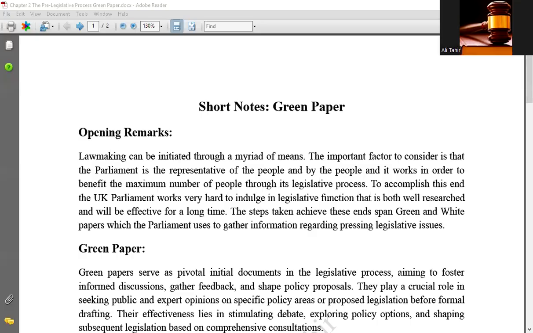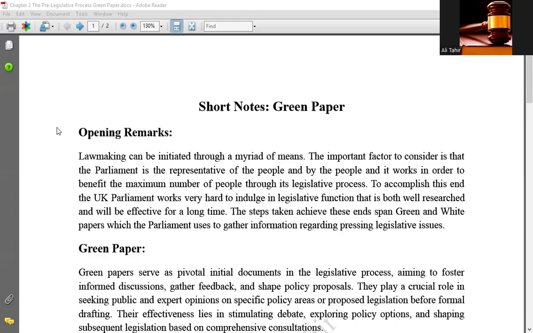I hope you have opened your notes. So we will first embark on AS levels. Second chapter, we have already completed chapter 1 as our demo lecture. You can see that today we will be studying about what green and white papers mean. What are these two things?